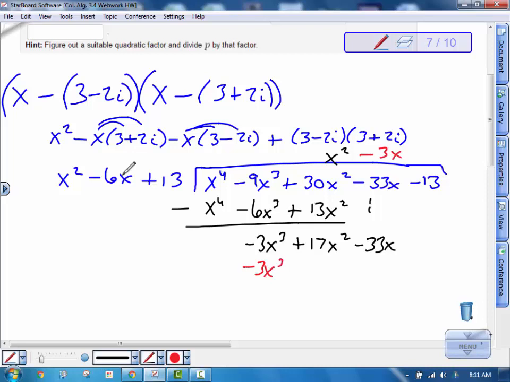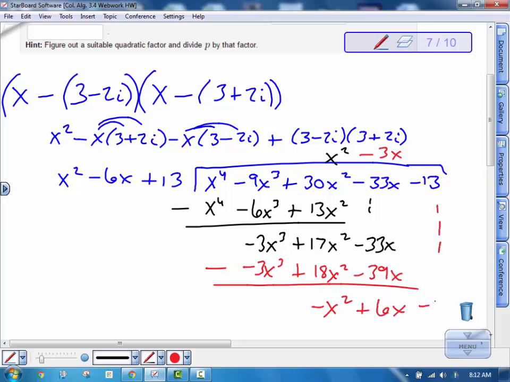So negative 3x times negative 6x is positive 18x squared. And then 13 times 3 is 39, so it'll be negative 39x. Now subtract, and this gives you 17 minus 18 will be negative x squared, and then this will be plus 6x. And then I'm going to drop down the negative 13. So what do I put up here to multiply by x squared to get negative x squared? That'll be negative 1.